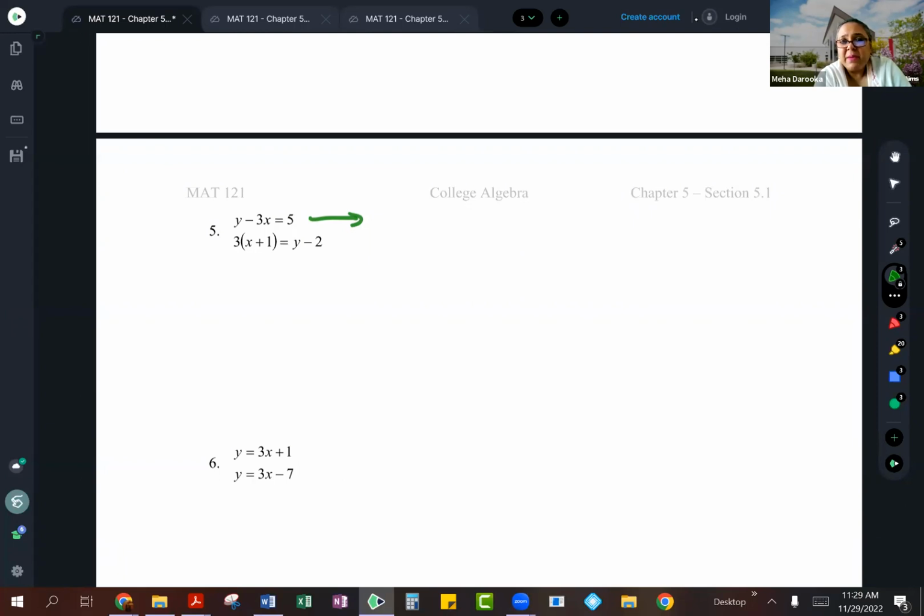So if you want to get y by itself, all you need to do is add that 3x and move it to the other side. And so as you can imagine, when we do that, you are left behind with y because that 3x will cancel out. So you're left with y. And then on the other side, you're basically adding 3x to 5.